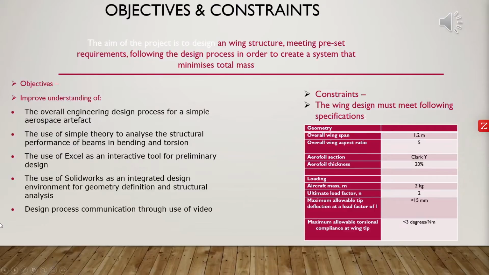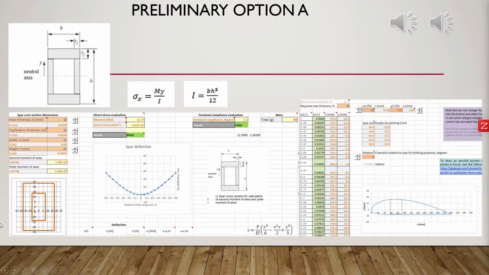In this project, we aim to design a wing structure that will meet preset requirements, following the design process in order to create a system that will minimize total mass. Working under the assumption that the spar is taking all the stress and the rest of the structure is just there for shape, the most important factor to lower the stress is increasing the height.